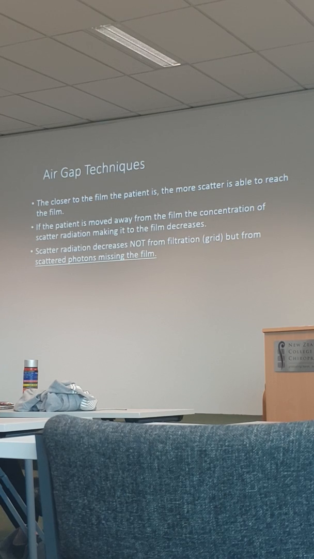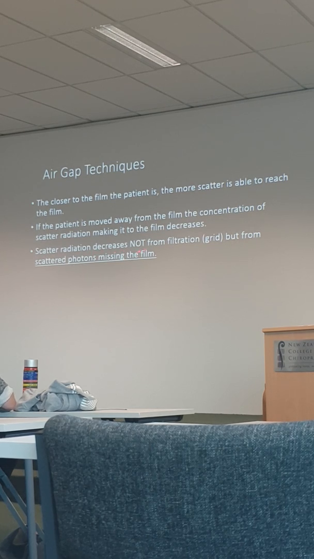Air gap technique. So obviously what we want to do is get the patient's anatomy as close to the film as possible to reduce magnification. Sometimes this is impossible, especially with a lateral cervical where you've got the shoulder in the way. So if the patient is moved away from the film, the concentration of scatter radiation making it to the film decreases. There's a higher distance there, and any scatter radiation that goes off on an angle is going to have more distance to go away from the film, if that makes sense. So less scatter radiation is actually going to reach the film.